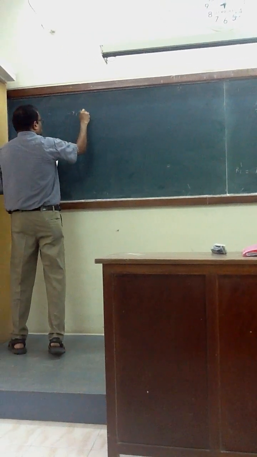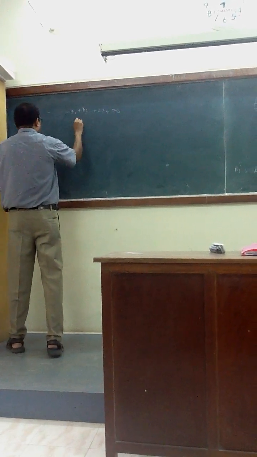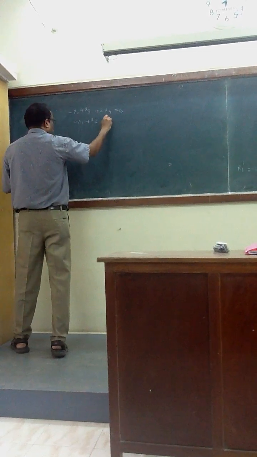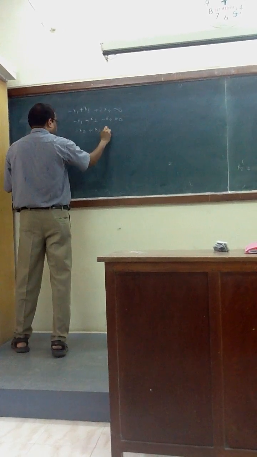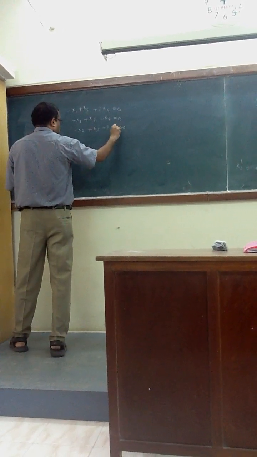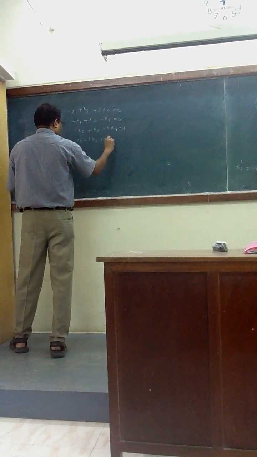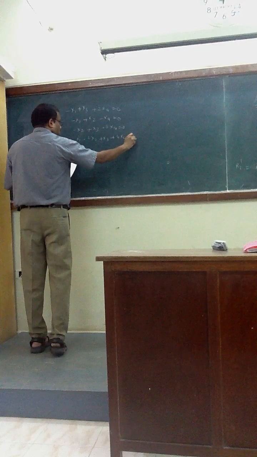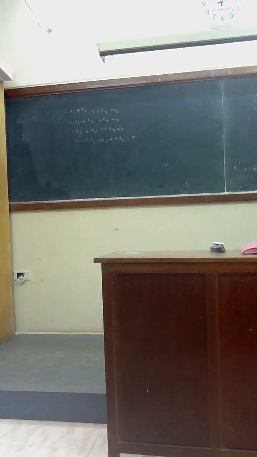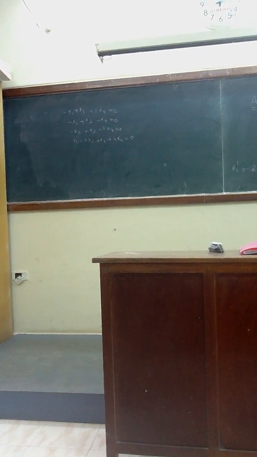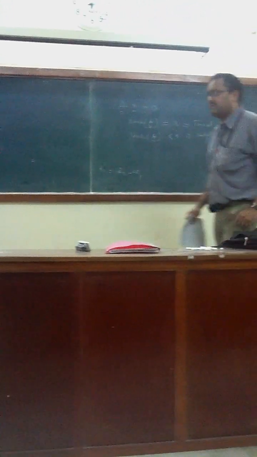Minus x1 plus x3 plus 2x4 equals 0. Minus x1 plus x2 minus x4 equals 0. Minus x2 plus x3 plus 3x4 equals 0. x1 minus 2x2 plus x3 plus 4x4 equals 0. What is the nature of the solution? What's the nature of the solution?